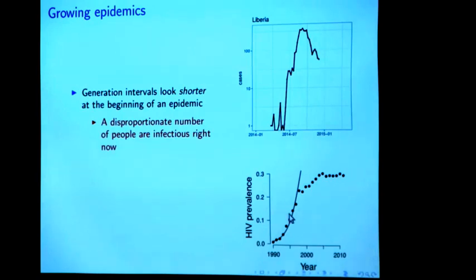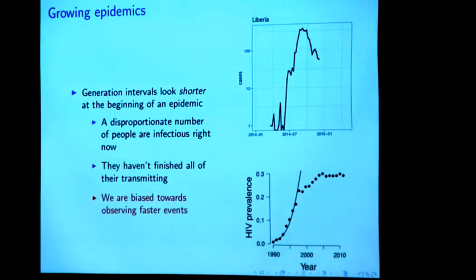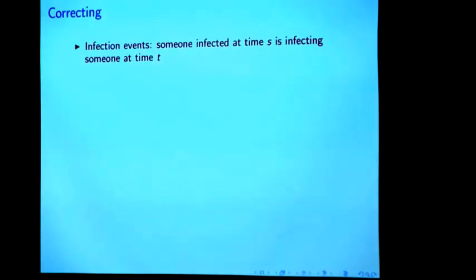The clear case is the HIV epidemic. When we first started worrying about it, these people here didn't get infected by people who were infected 5 or 10 years ago, because there was nobody in their population who was infected 5 or 10 years ago. So more people are infectious right now. They haven't finished their transmitting. We're biased in the beginning towards observing faster events.